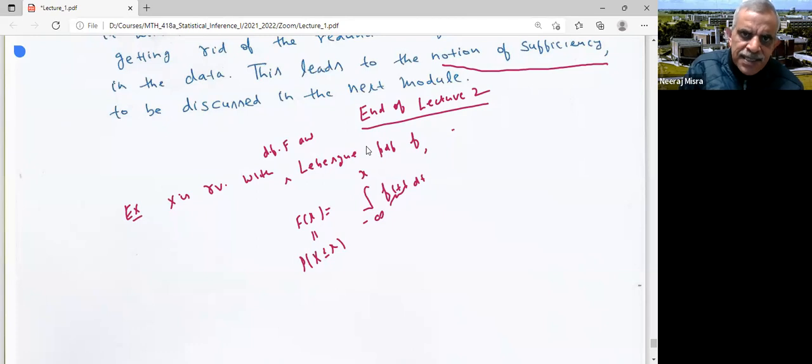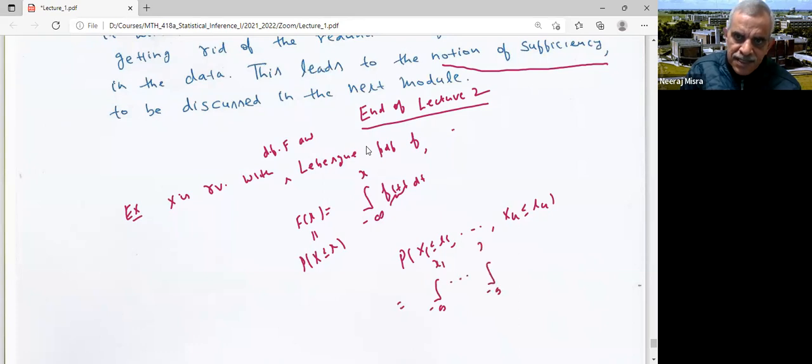A similar thing can be said in the case of multivariate observations. In that case, X would be a random vector, and the probability that X1 is less than or equal to x1, X2 less than or equal to x2, ..., Xn less than or equal to xn is the same as the integral from minus infinity to x, of f(t1, t2, ..., tn).